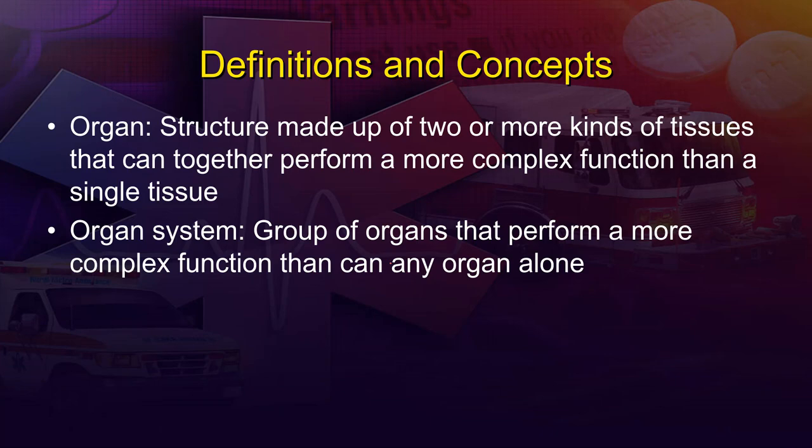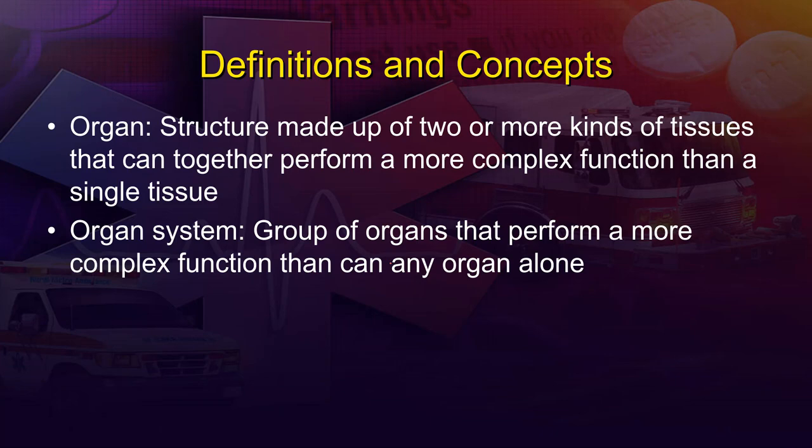So organs are basically structures made up of two or more types of tissues that have independent qualities, but together create a complex function that's more difficult to create than on its own. Organ systems are collections of organs that have come together to create a system that works together to meet some goal, and all the organ systems come together to create the organism.